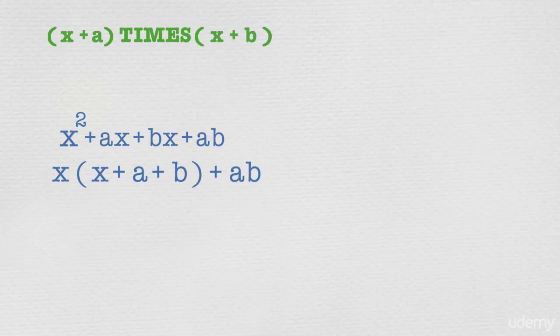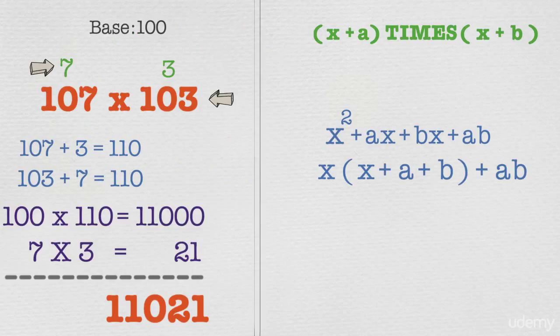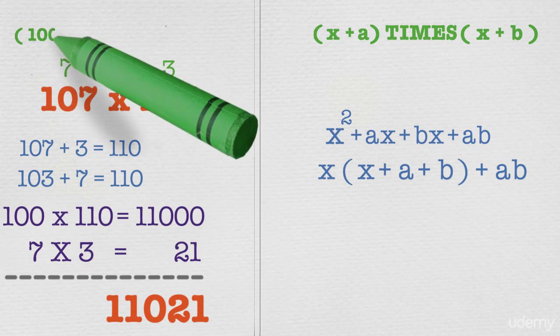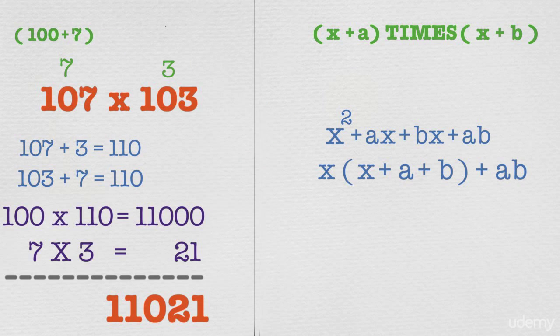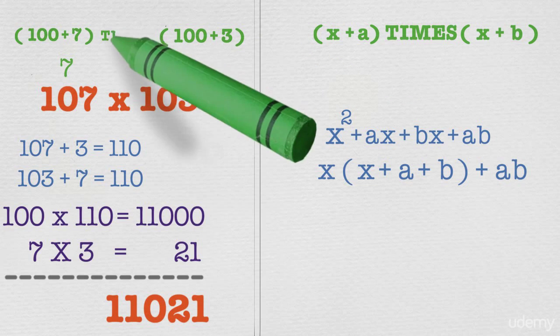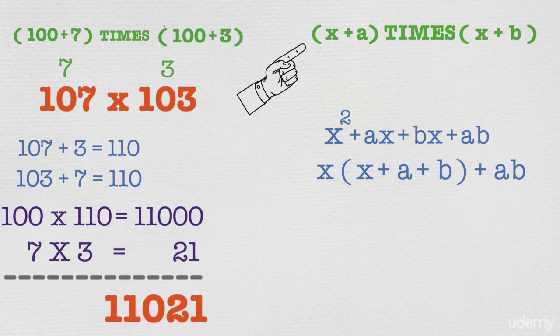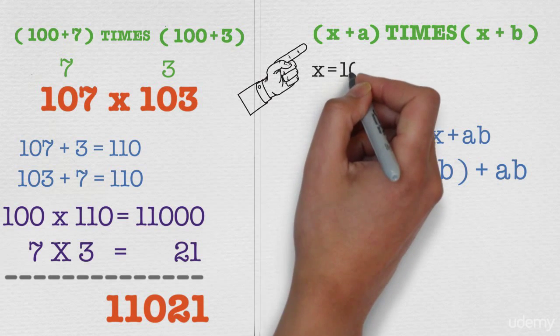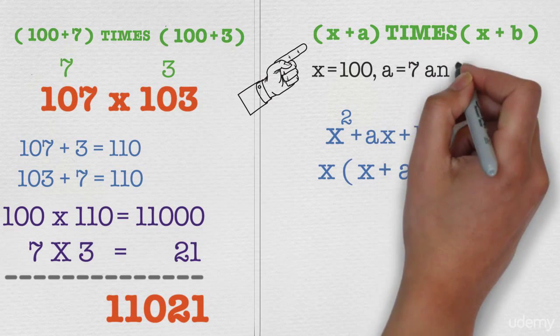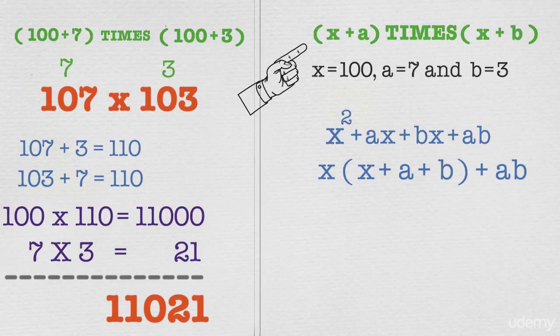Now as before, let's put this formula and our earlier exercise side by side. Can we transform our problem to this right-hand expression? 107 can be written as 100 plus 7 and 103 as 100 plus 3. And as before, this fits in nicely with the expression. Substituting the values, we get x is equal to 100, a is equal to 7 and b is equal to 3.